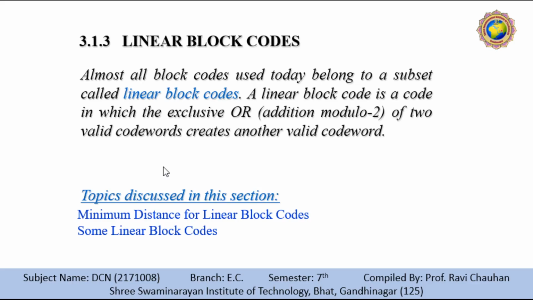The formal definition of a linear block code requires knowledge of abstract algebra, which is beyond the scope of this course. We therefore give an informal definition. For our purpose, a linear block code is a code in which the exclusive OR, meaning addition modulo 2, of two valid code words creates another valid code word. Fine? So it is very easy.